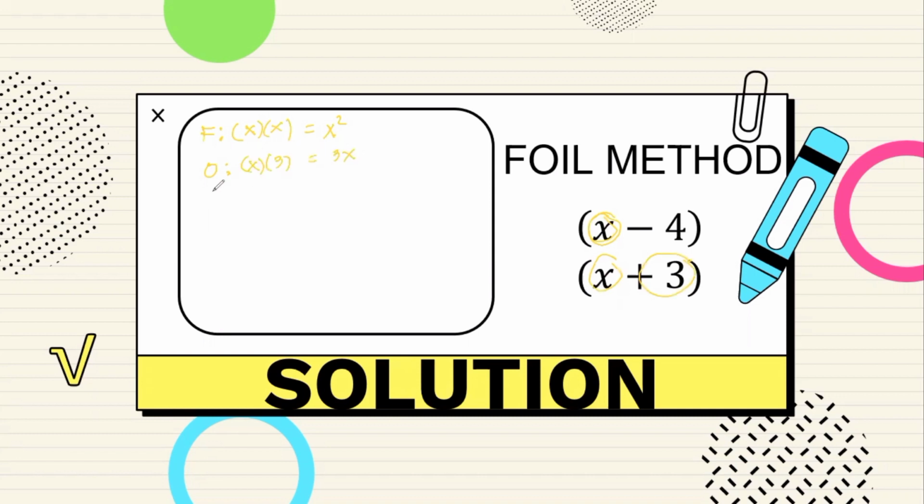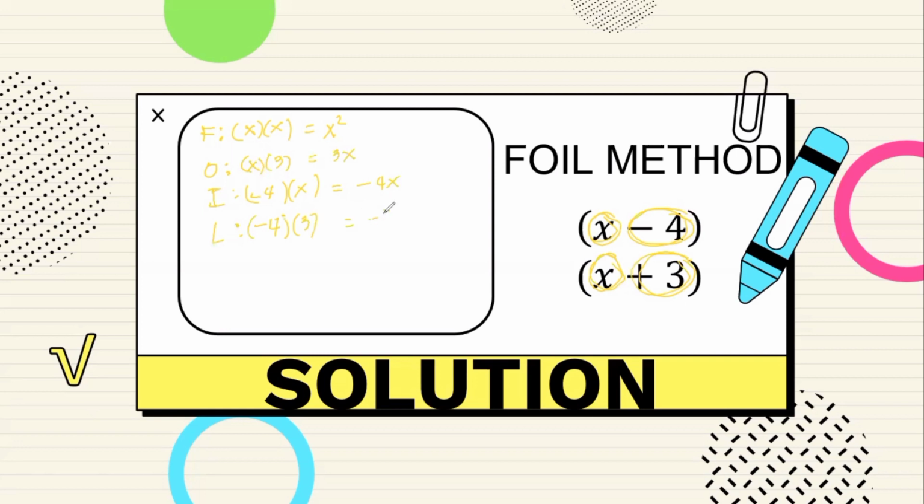And then the inner terms, we have negative 4 and x. Okay, negative 4 and x. And negative 4 times x is equal to negative 4x. And our last terms, we have negative 4 and positive 3. Getting the product, it will give us negative 12.